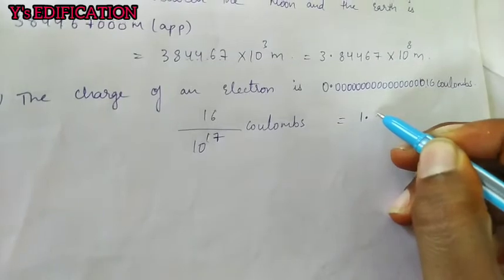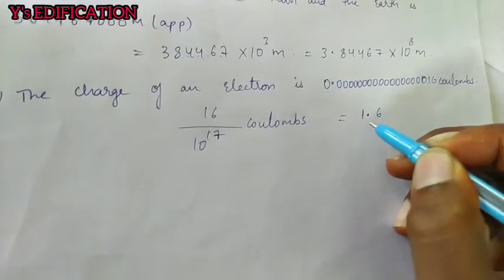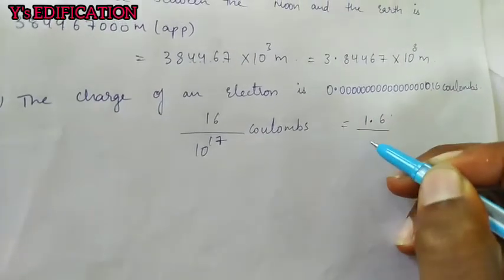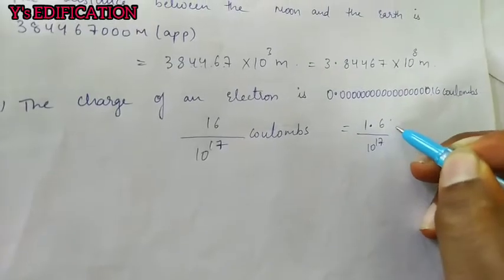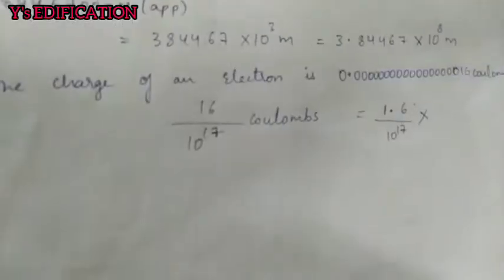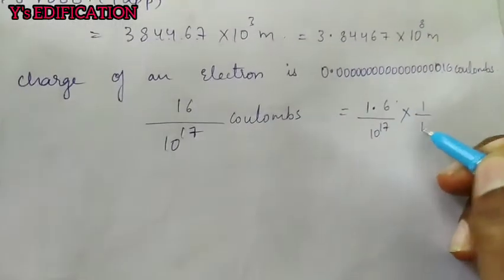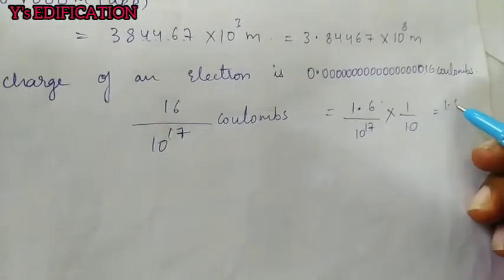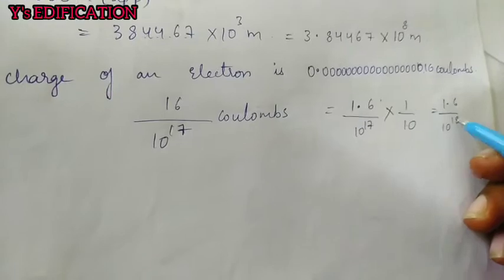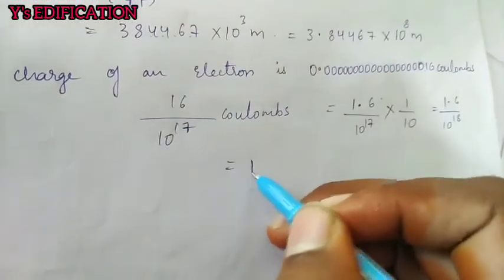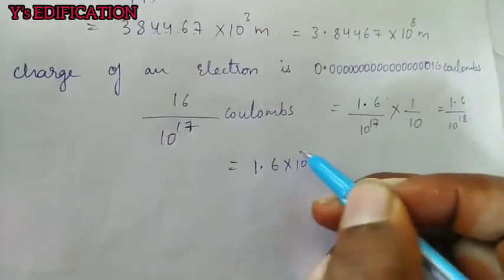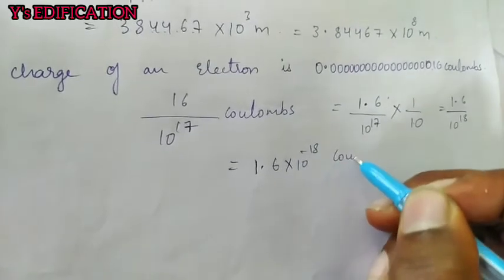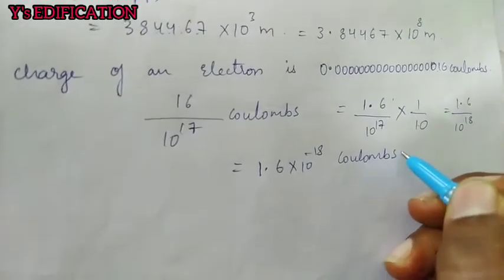So 1.6 by 10 power 17 into 1 by 10. Why? Because I have taken a decimal here. So it will become 1.6 by 10 power 18. So I can write this as 1.6 into 10 power of minus 18 coulombs.